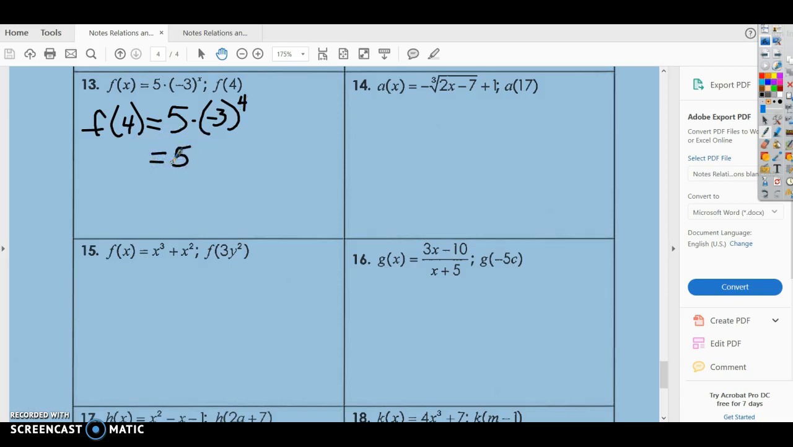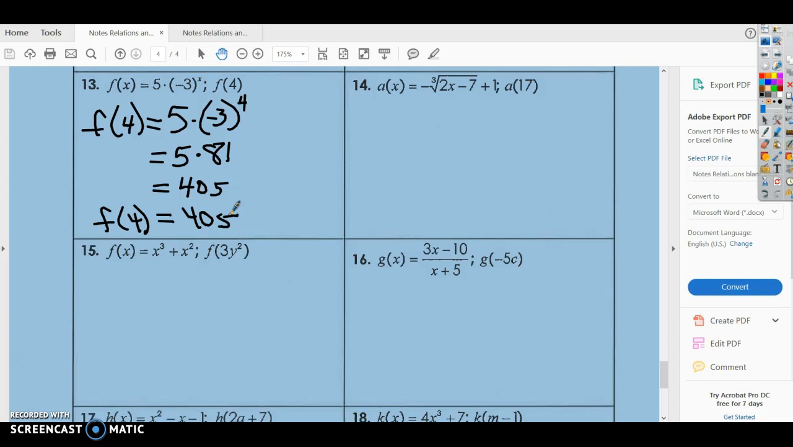So we do order of operations. You do powers before you multiply. So negative 3 to the 4th power is 81. Since it's an even power, it's going to be positive. So 5 times 81, and that equals 405, I believe. So f of 4 equals 405. Okay. All right, so all of these you can see are working pretty much the exact same way.